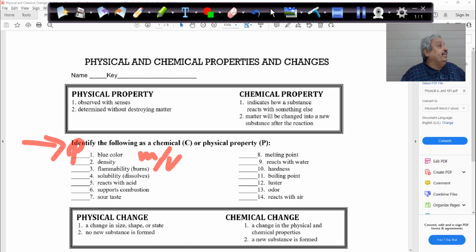Flammability, burning. Burning is a combustion reaction with oxygen. If you have a piece of wood, you cannot get anything back after the burning. Everything is gone. Everything is ashes, correct? So therefore, it's not reversible. You cannot get things back. So this is chemical. We still have 2 minutes. Cool yourself down now. 2 minutes. Solubility.